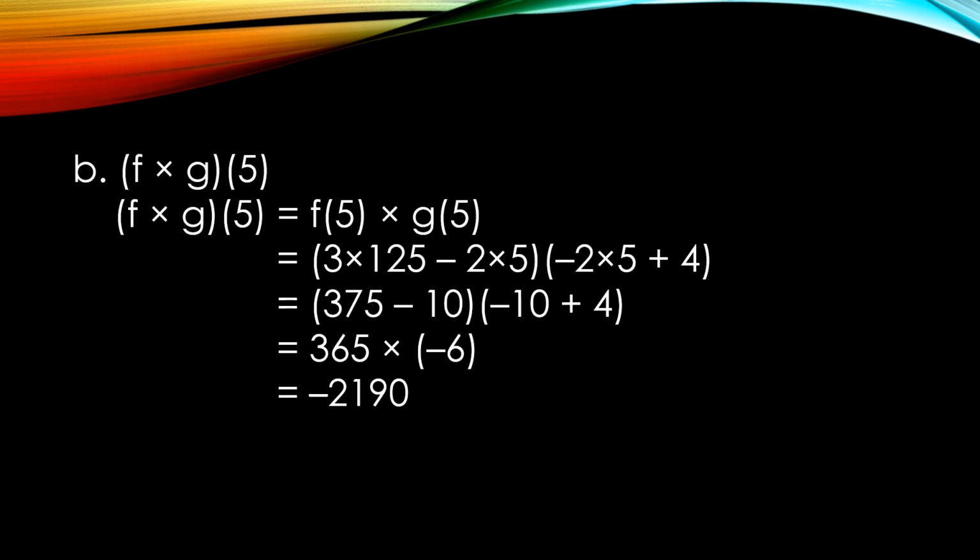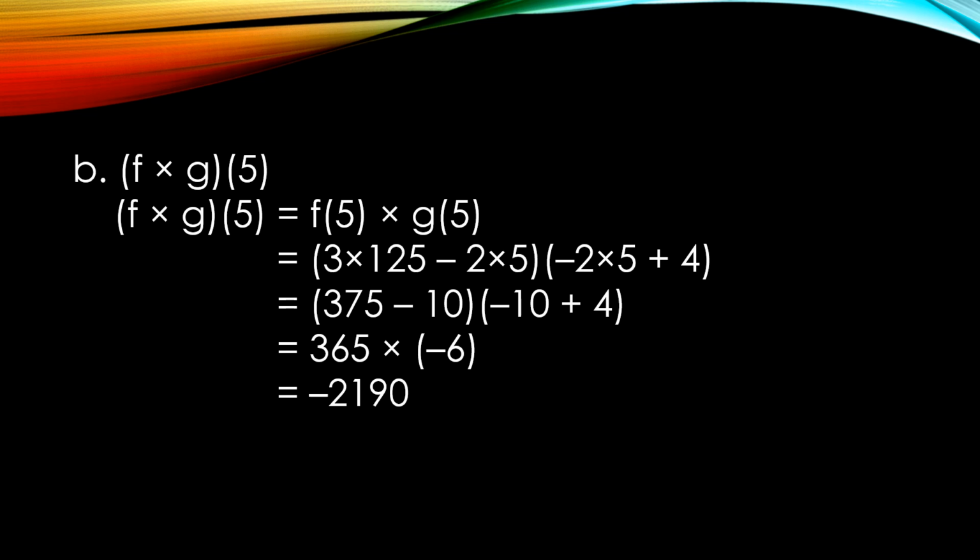Let's move to part B of the question, which is asking us to evaluate the object 5 under the function f times g. So f times g, per our study, can be expanded as f(5) times g(5). When you go to f(5), you substitute the 5 in the function f(x), and it will be expanded where 5 squared is 25, and 5 cubed is 125. 3 times 125 gives us 375. Minus 2 times 5 gives us minus 10, and 375 minus 10 will give us 365.